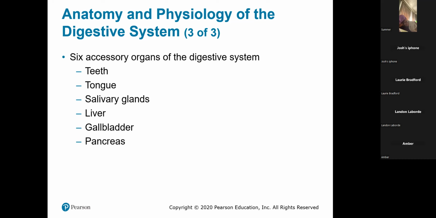We also have accessory organs whenever it comes to the digestive system. There are 6 things like the teeth, which are going to assist the mouth in doing what it does. Same thing with the tongue and our salivary glands. The liver, gallbladder, and pancreas are also considered accessory organs.